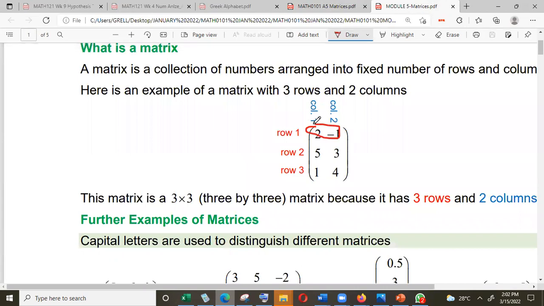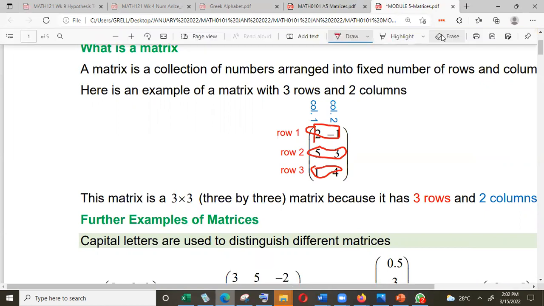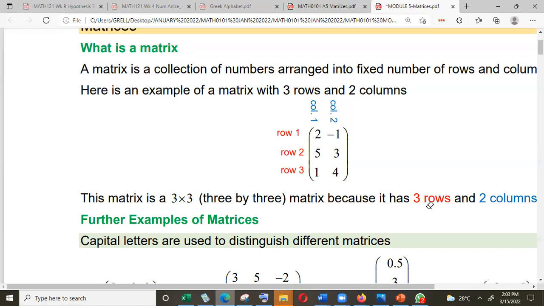1, 2, and 3 rows. Okay, and 2 columns. 1, 2 columns. So 3 rows and 2 columns. This matrix is a 3 by 3 matrix because it has 3 rows and 2 columns.